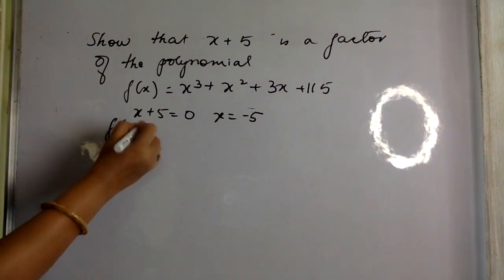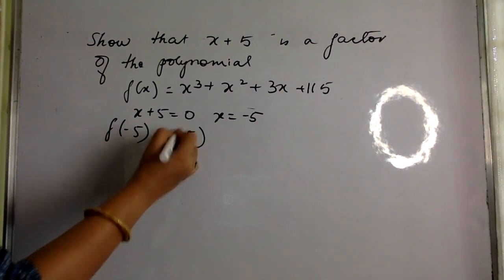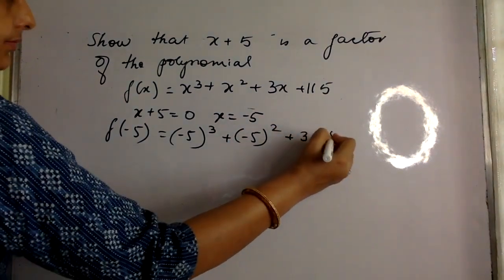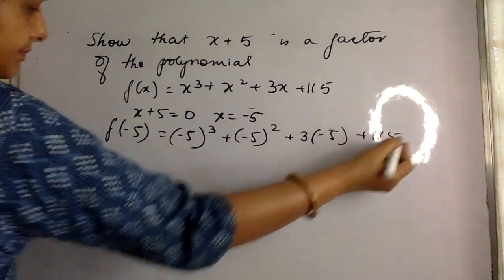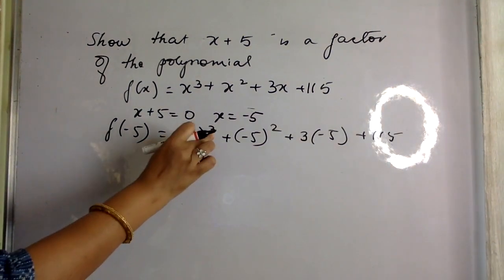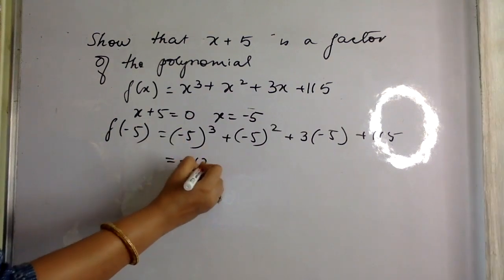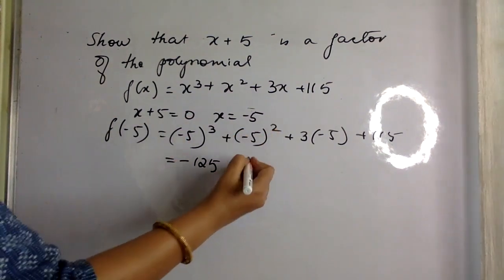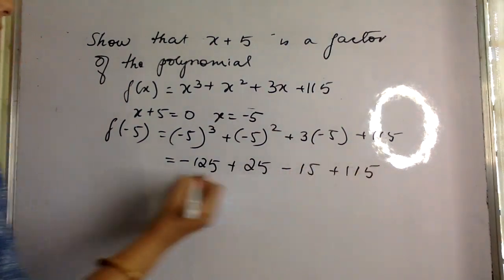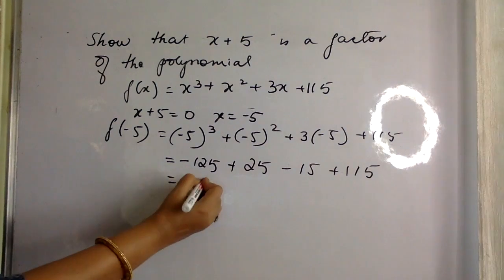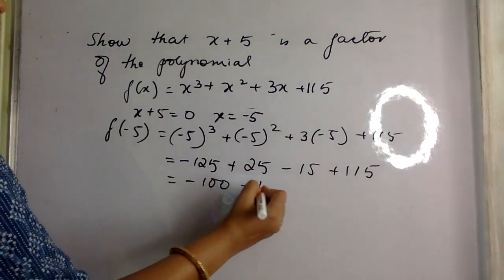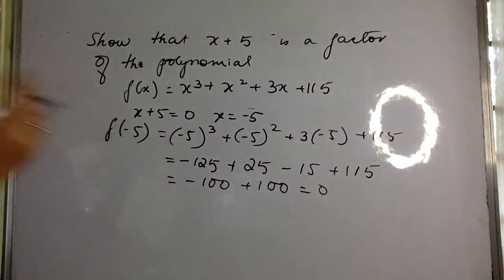When I substitute here, I'll write it here also. Minus 5, don't take shortcuts in this step. This I'll tell all my students: if you take shortcuts in this step, there's a large probability of going wrong. This is a negative being cubed, so the minus will remain, 125. This is being squared, so a plus 25, minus 15 plus 115. Okay, so here it becomes minus 100 with these two, and this becomes a plus 100. Okay, that gives me a 0.